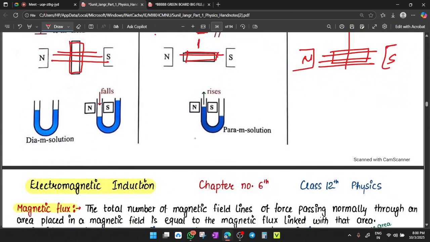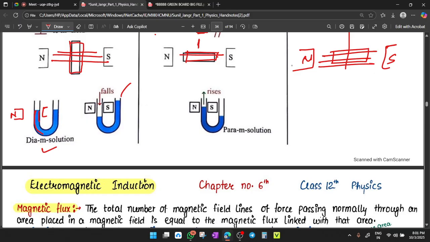Clear? Yes, there is a diamagnetic solution in a U-tube. When you place it in this U-tube, there is a magnetic field, so it wants to move far away from this magnetic field. So the level on one side will fall and the other side will rise up. Clear? Yes, diamagnetic material wants minimum exposure of itself towards a field.